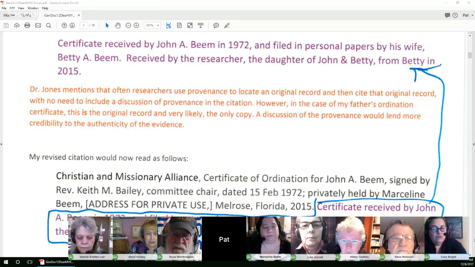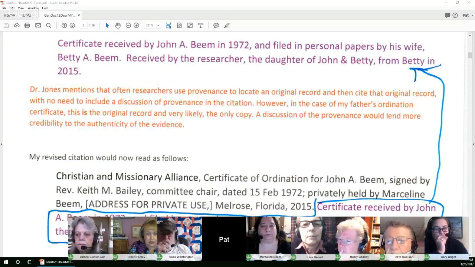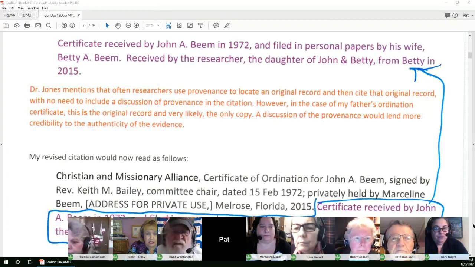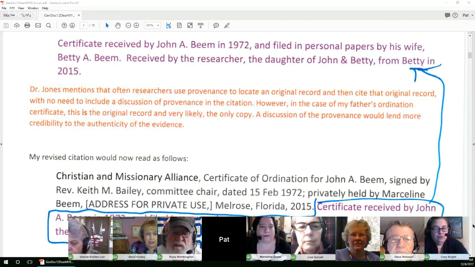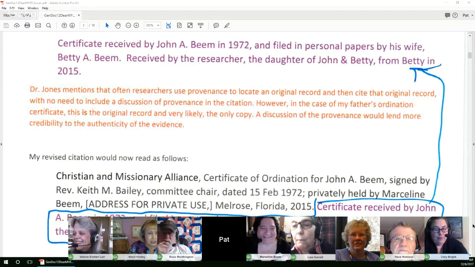Right. Or where the book is that lists all the people that were ordained for the last 100 years of this church. Now we are getting more information: Christian and Missionary Alliance Certificate of Ordination, and who signed it, and all of that. So good. How do you all feel about the citation? And Marceline, isn't it interesting when we do our homework, we'll cite something a certain way, and then 2 days later we'll look at it and say, why did I do that? But I think it's reasonable, don't you think? I think this is good. I like it.